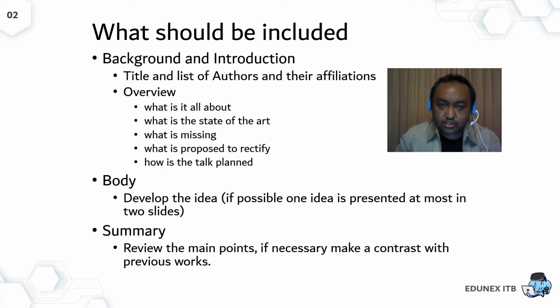So the thing that you should include in your presentation is basically composed of three parts. First is the background and introduction. Second one is the body, and the final one is the summary. In the background and introduction, you have to put the title and list of authors and their affiliations, and then you must continue with the overview on what the study is all about, and then what is the state of the art of the current knowledge, and then what is missing from the current knowledge, and then what is proposed to rectify the study, and then how the talk is planned.